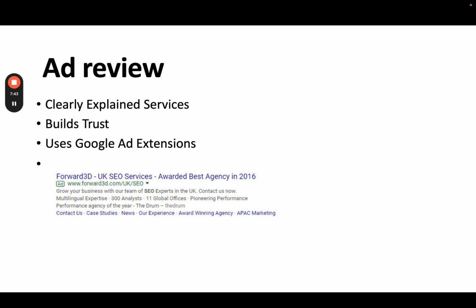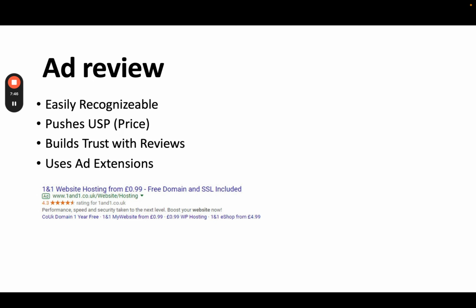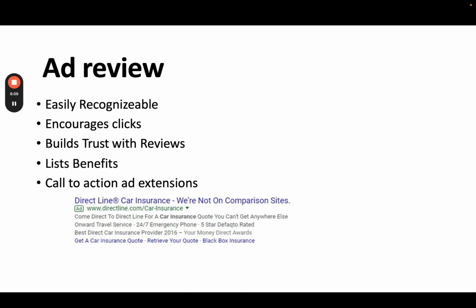For instance, they are using the sitelink extension here. They are also using ad extensions like the rating extension and sitelink extension, plus they are building trust with their reviews, 4.3 reviews. It is also pushing the USP, unique selling proposition, of having the price in the headline, and they are easily recognizable. If you look at this ad, this is a car insurance ad. This is easily recognizable. It encourages clicks by saying "we are not on comparison sites," also builds trust with reviews, and lists the benefits they have.